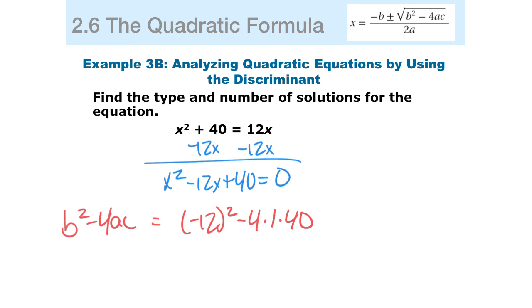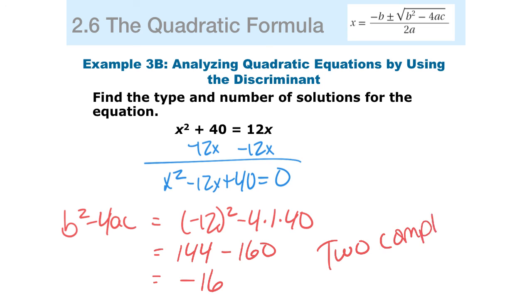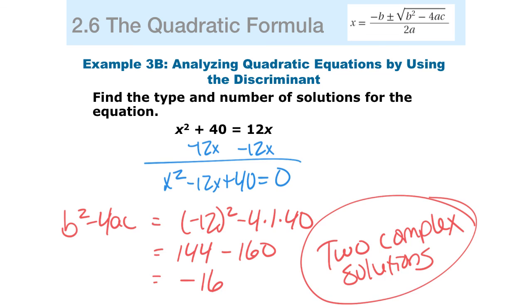Okay, so in this one, we just want to know the type and number of solutions. Again, I need it equal to 0, so I'm subtracting 12x from both sides so I can have my a, b, and c. Here's the formula for the discriminant, the part underneath the radical. And so my b is -12, -12 squared minus 4 times a, which is 1, times c, which is 40. And as I keep simplifying, I'm going to see that I end up with a negative number. This is going to be -16. So this is going to have 2 complex solutions, which means we're going to have imaginary numbers involved.